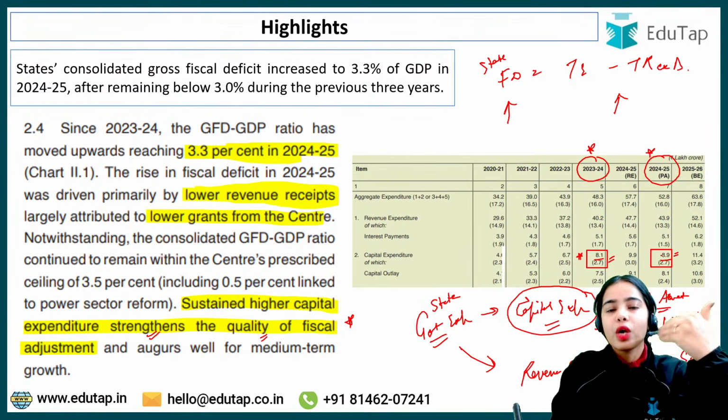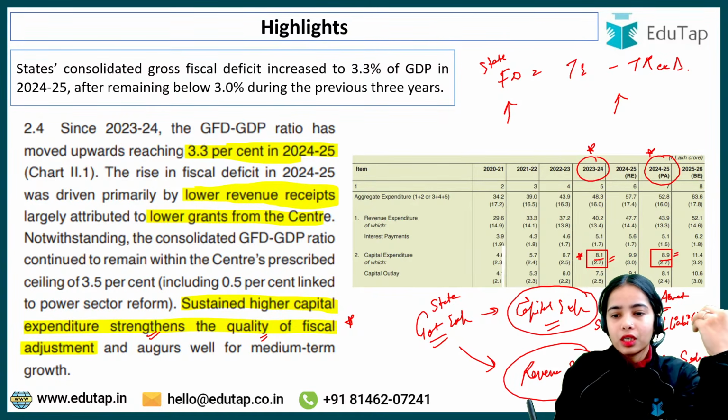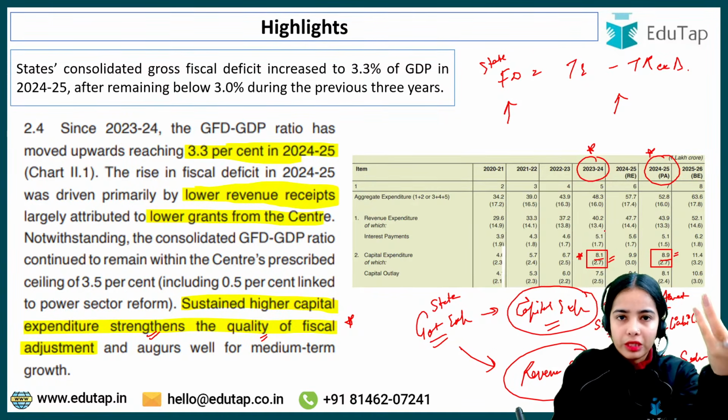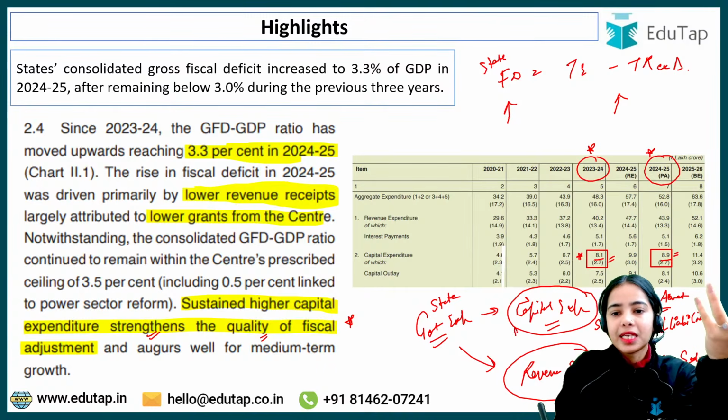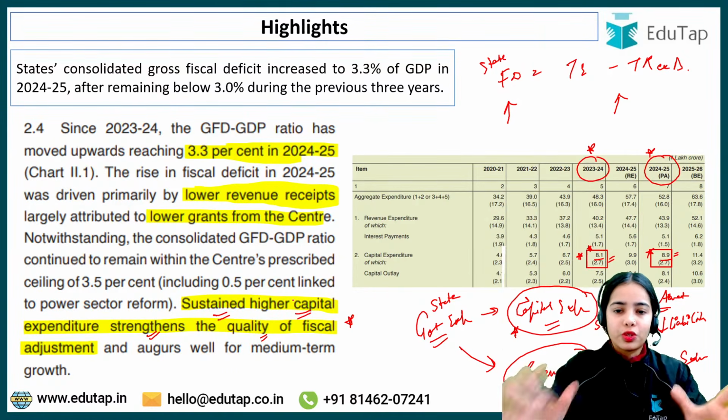They have started to have good capital expenditure, and the revenue expenditure is also done by the state governments, but the capital expenditure is slowly increasing. Okay, so this is good. Sustained higher capital expenditure strengthens the quality of fiscal adjustment. So this is the basic idea.